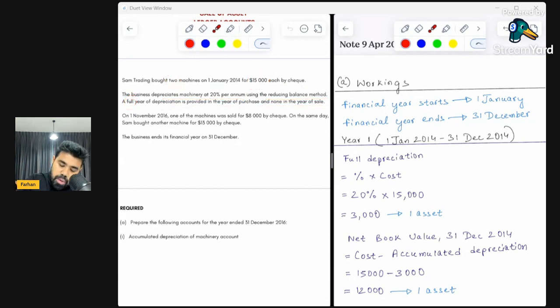So based on the first two paragraphs, we understand that the business purchased two assets on 1 January 2014 for $15,000 each. All right. So altogether, the business paid $30,000 for two assets. And these assets were purchased using check, which means the funds came out of the bank account. The business depreciates machinery at 20% per annum using the reducing balance method, and a full year's depreciation is provided in the year of purchase, and no depreciation is provided in the year of sale.